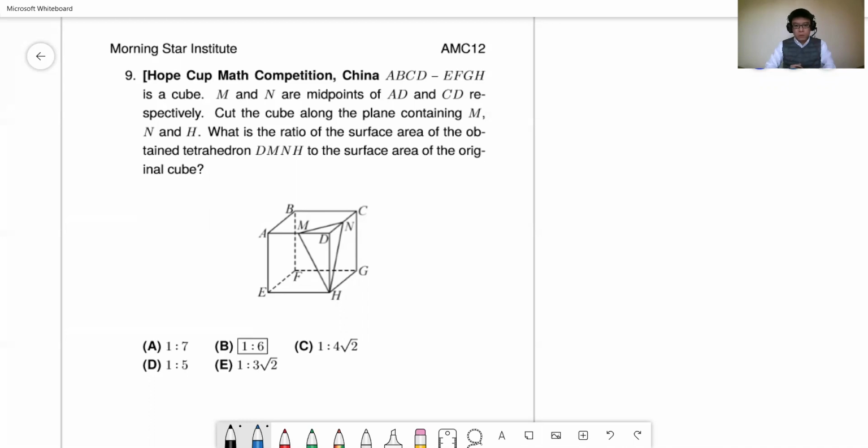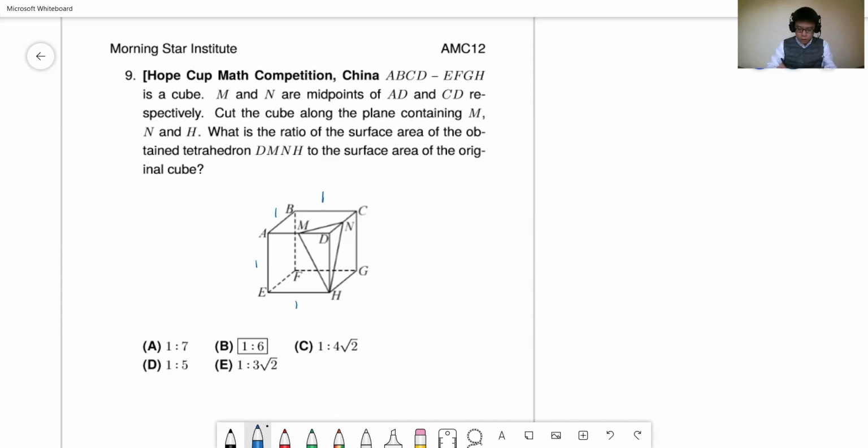Okay, we can simply assume the cube is a unit cube. Let's say the edge length is 1 for the cube. And let's try to find the surface area of the tetrahedron. So the tetrahedron has 4 faces. Let's calculate the area for each face.